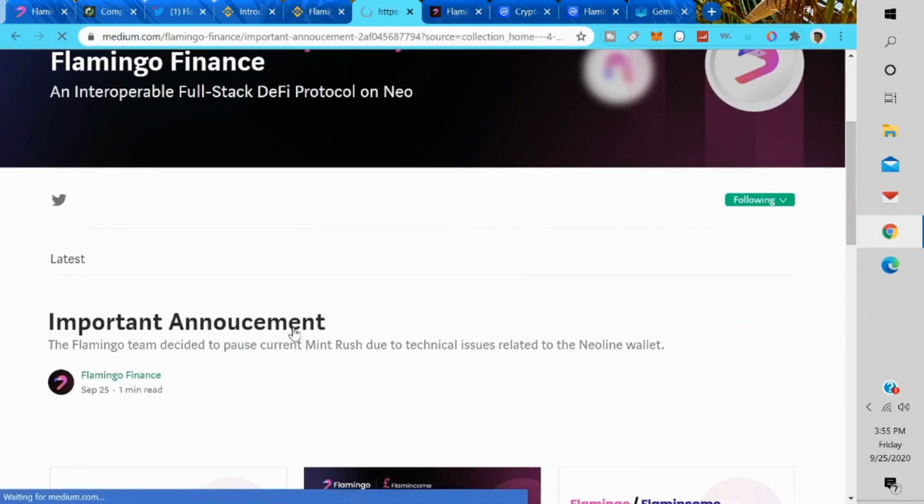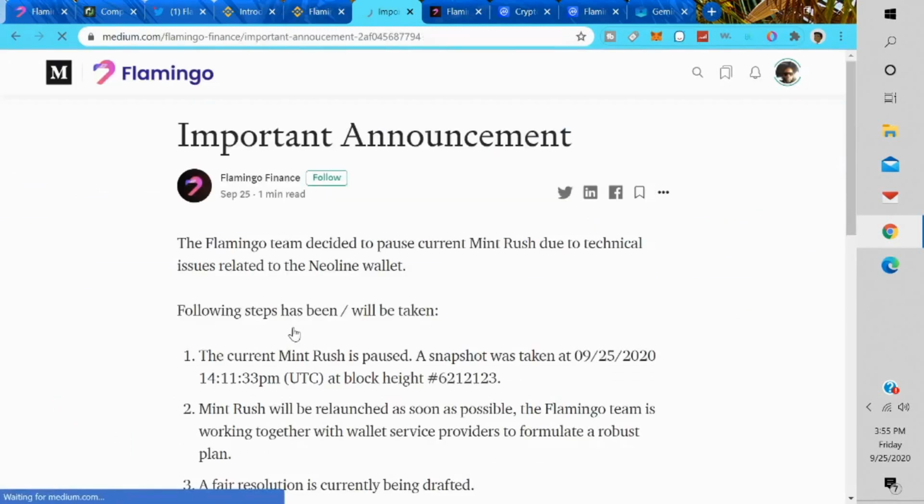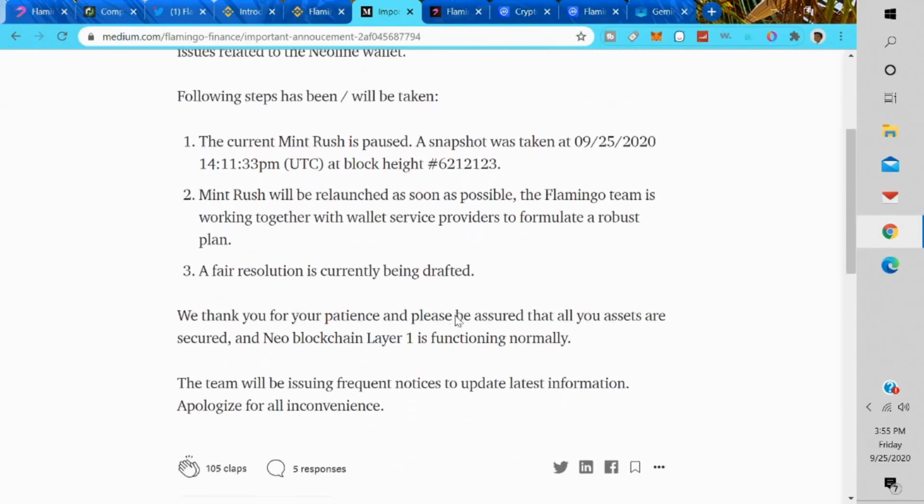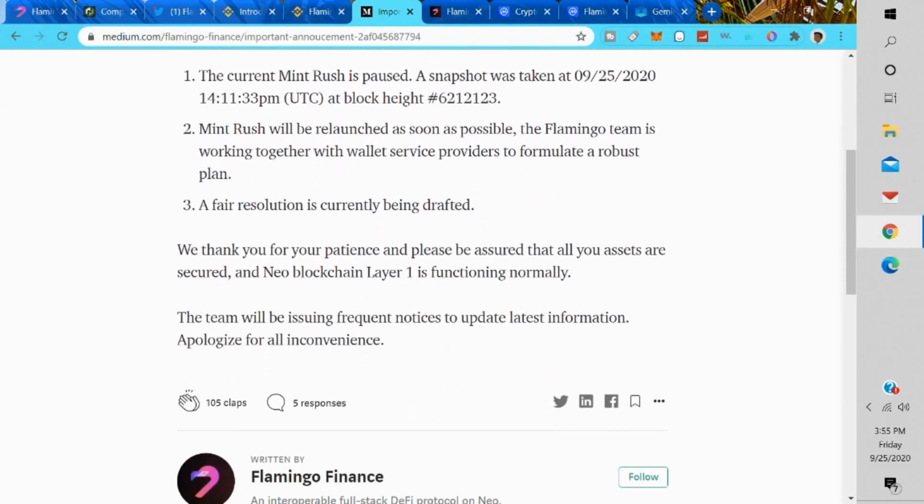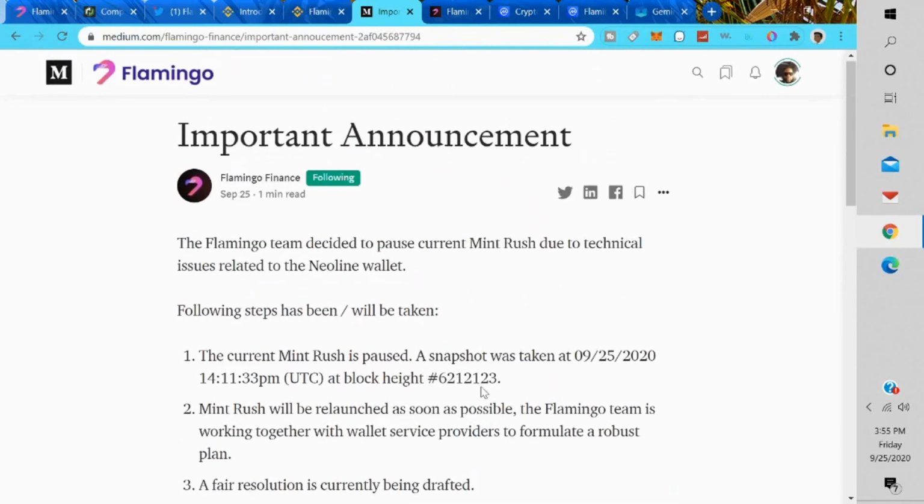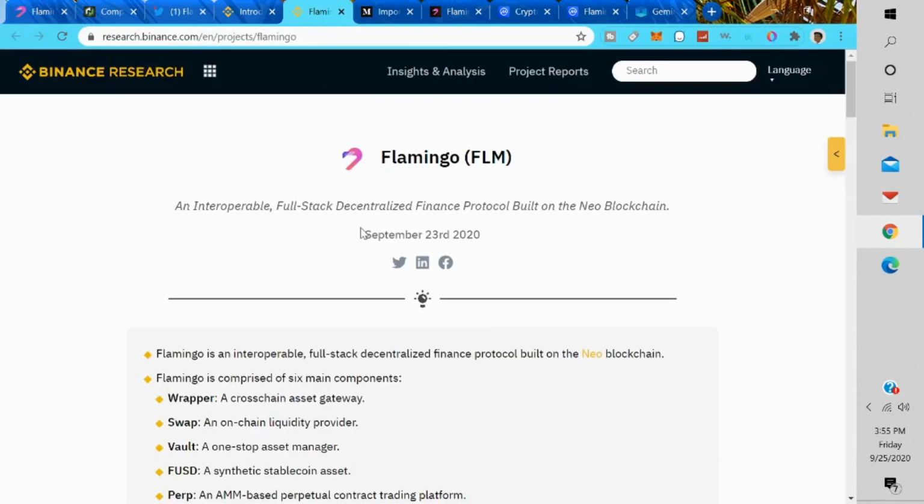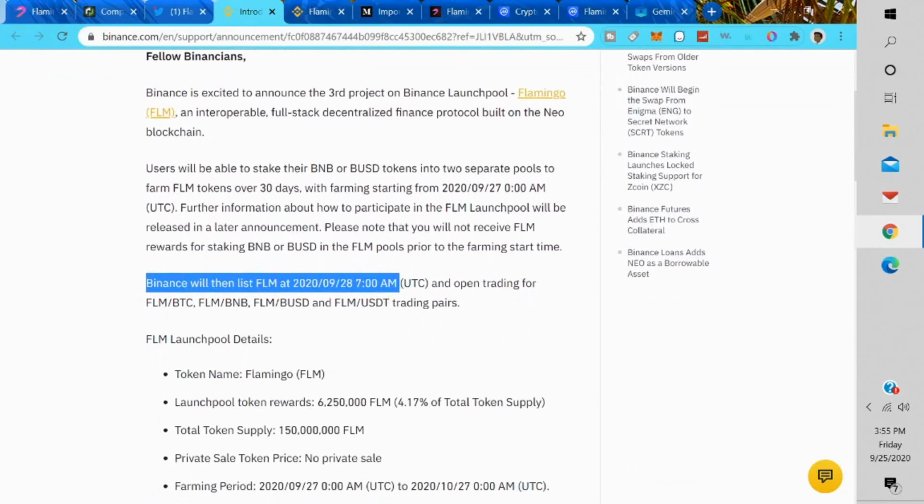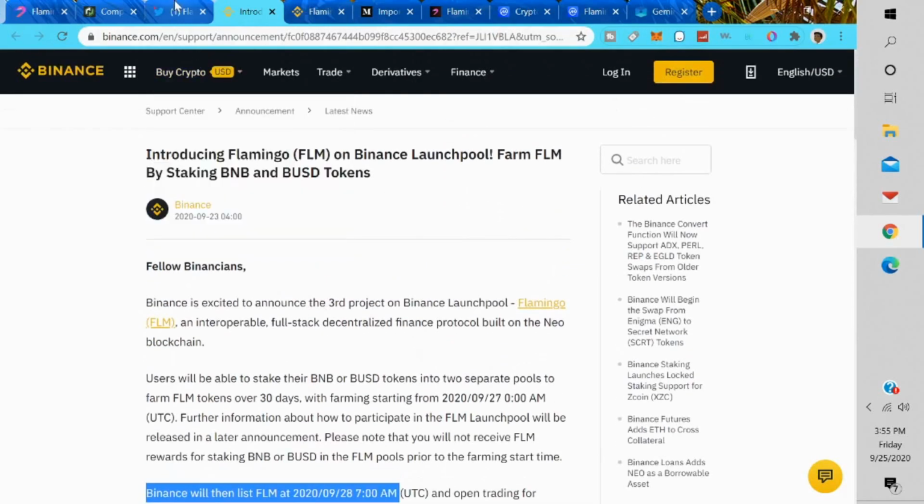They've decided to pause the current mint rush due to technical issues related to the NeoLine wallet. The mint rush will be relaunched as soon as possible. The Flamingo team is working together with wallet service providers to form a robust plan. A fix resolution is currently being drafted right now. So all of that's going on right now, guys. So you will find this at Binance, farm FLM by staking BNB and BUSD tokens. And you will also find on Monday, 9/28/2020, there'll be trading pairs open for FLM. So you can start trading Flamingo.